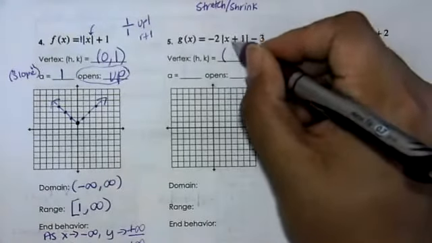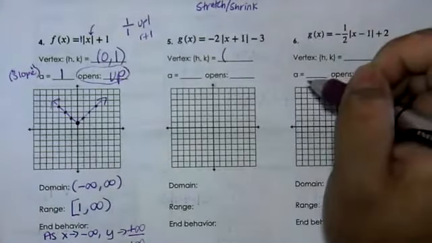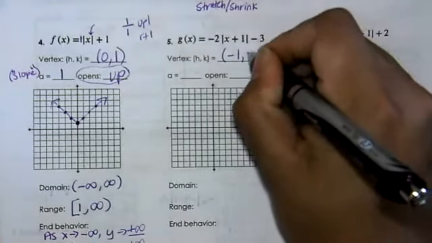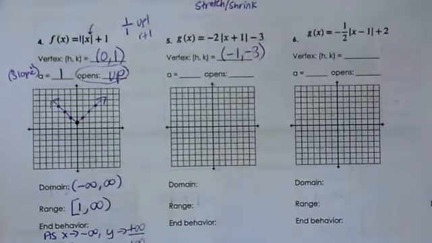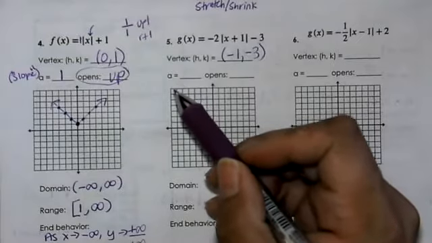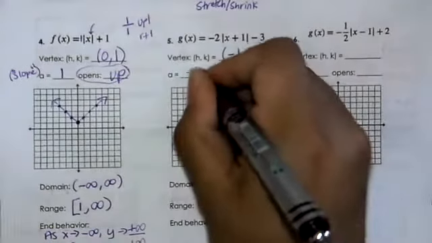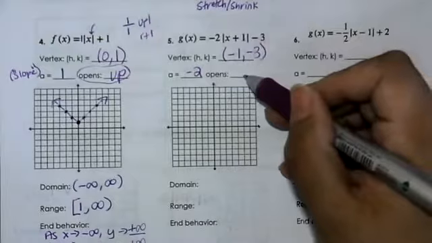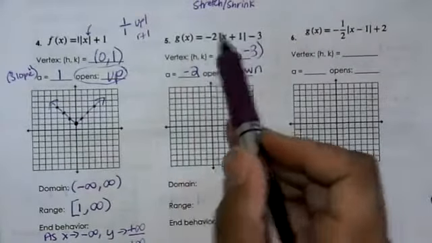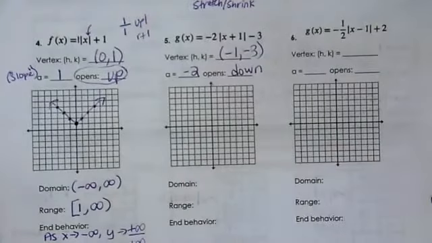Okay, close. This one, you got to switch the sign of +1. So that would be -1. Yep. And then you said -3, right? You got it. So that's our vertex. Looking at the A value, it's the number in front. What's my A? -2. Thanks, Corinne. And then it has to open down because of that negative. As soon as you see that negative there in front of the equation, it tells you to open down.